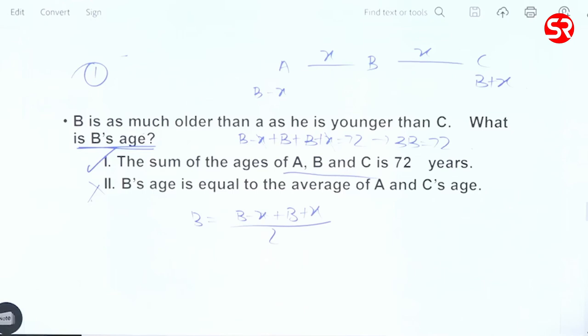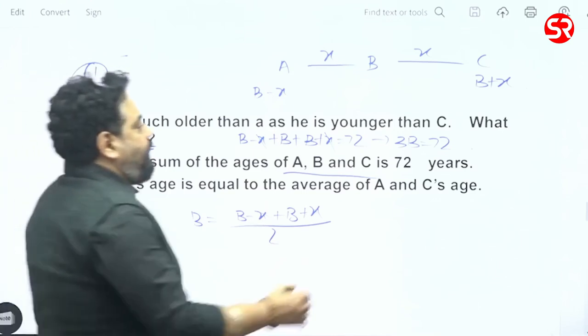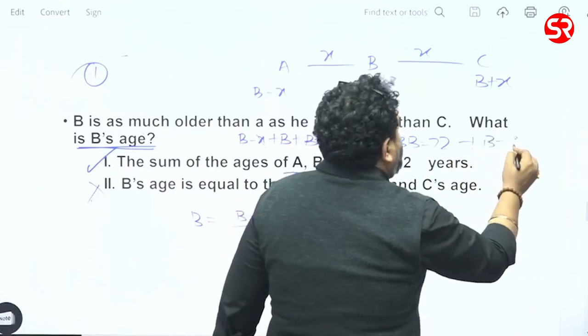The answer is not 3, the answer is not 4. Come on, guys. The answer is 1. The first statement is giving the answer, the second is not. The first is giving the age of B. Why? This 3B is equal to 72, which means B is equal to 24. There you go.